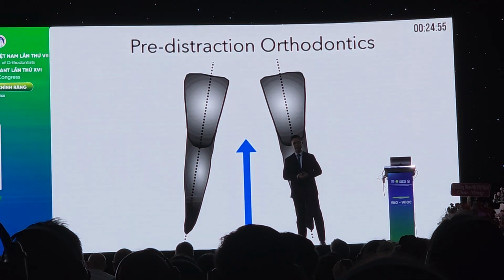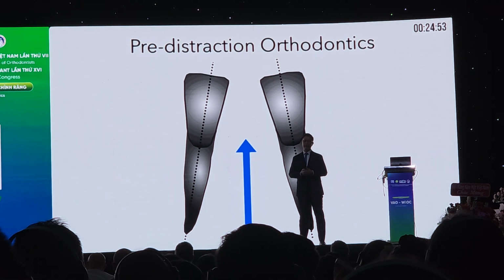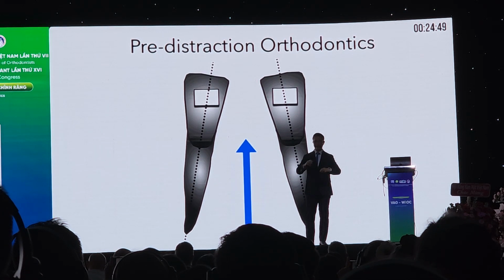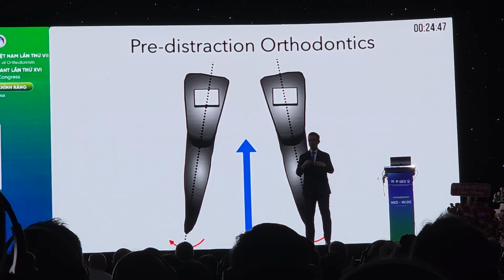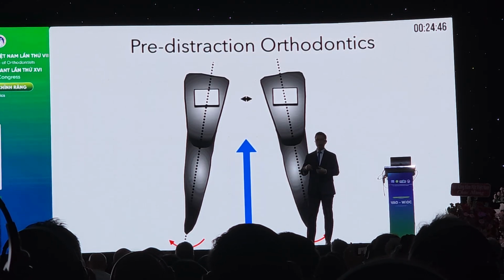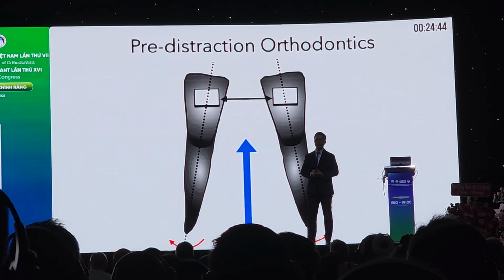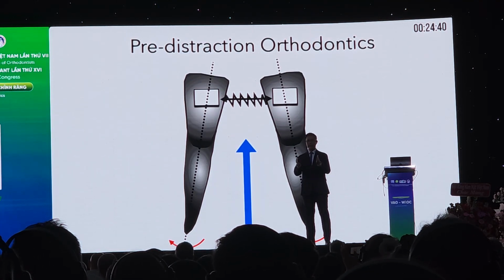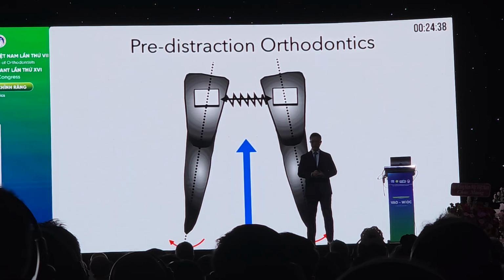We have to do the pre-distraction orthodontics. I like to make sure you have enough space. So intentionally put the bracket slightly off, trying to put the root out, and also put an open coil spring in between the two central incisors to create space. Once you have enough space, then you send them down for the surgery.